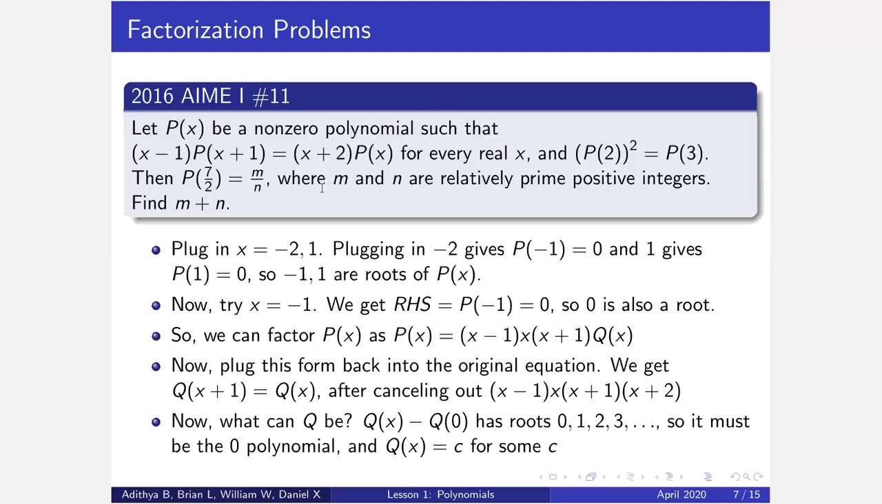This is all the information that we can get out of that first equation. But we still have the second equation that we haven't done anything with, which is that p of 2 squared equals p of 3. Now is a great time to use it, because we have p of x down to a single constant. All we have to do is find that constant c, and then we'll be done. So we try plugging in 2 and 3 into p.